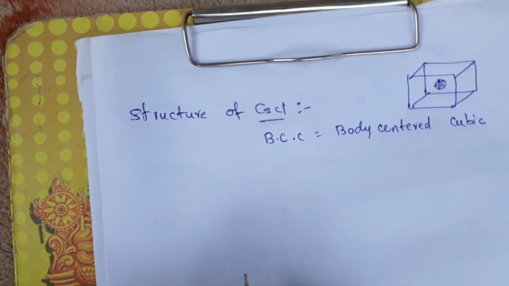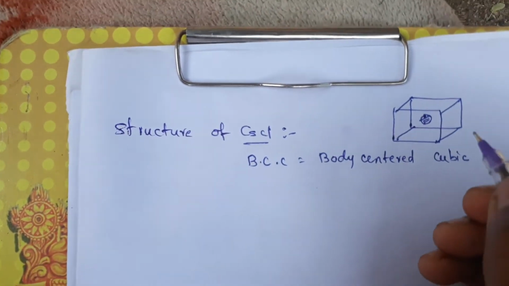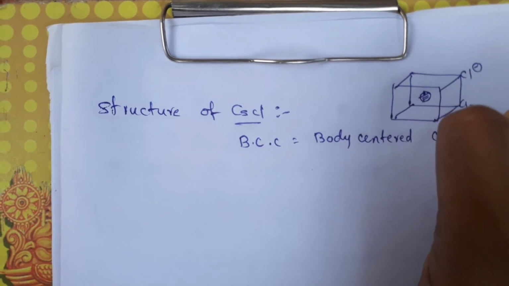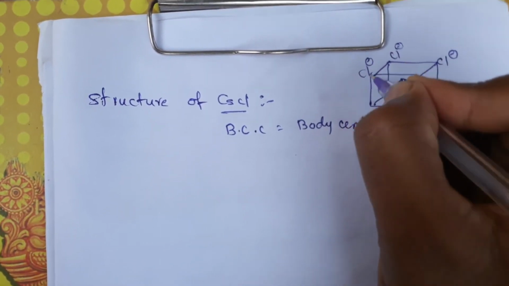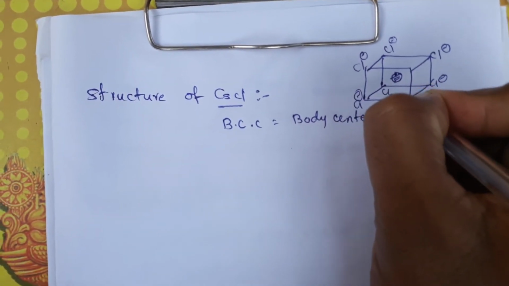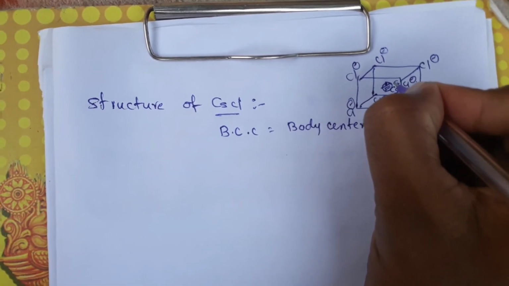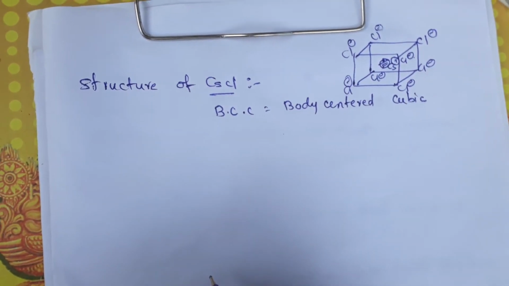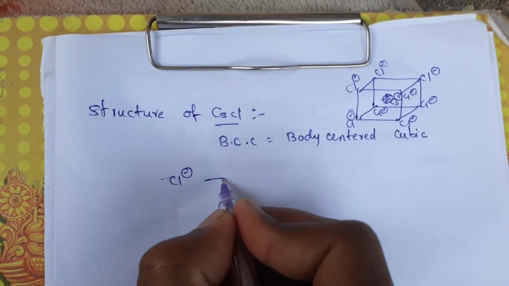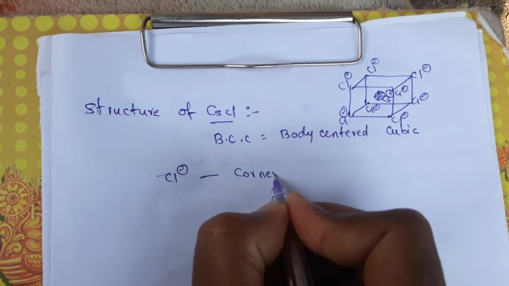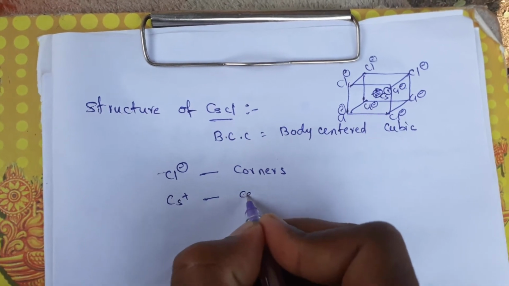So here Cl minus ions occupy the corners. Cl minus at each corner, and the center will be Cs plus. So the Cl minus ions occupy the corners, and one cesium plus cation occupies the center.